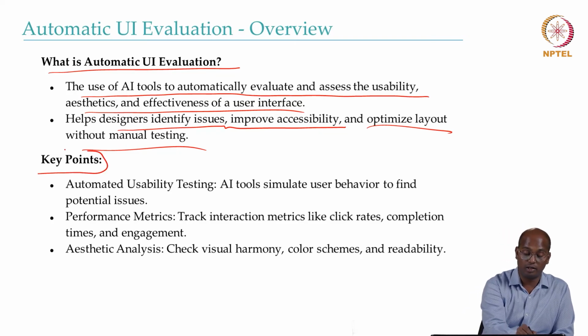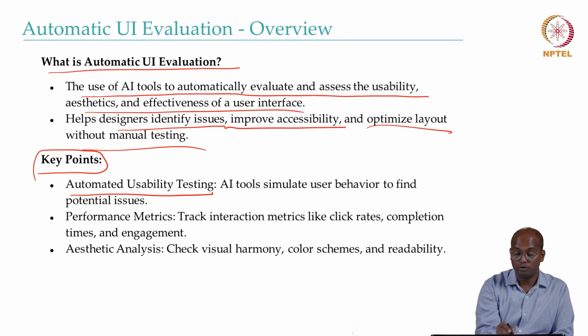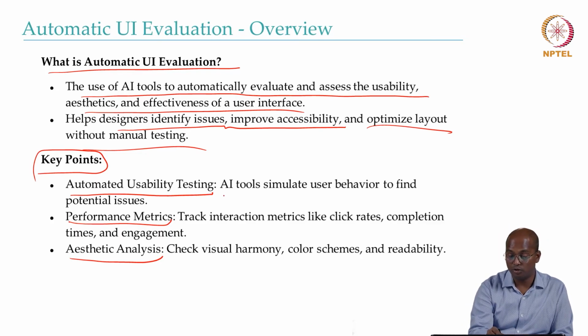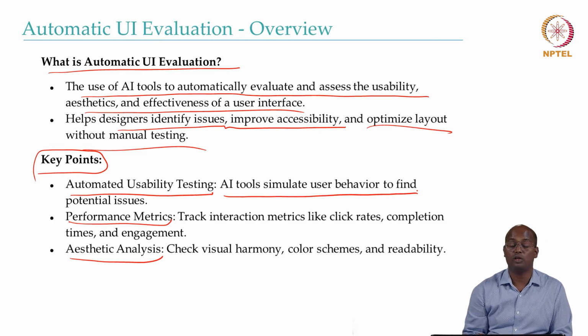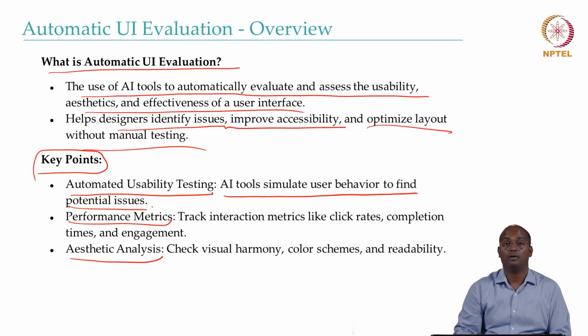The key points include automated usability testing, performance metrics, and aesthetic analysis. Automated usability testing is about UI tools that simulate user behavior to find potential issues. For example, if you are in some particular situation, how are you going to behave?